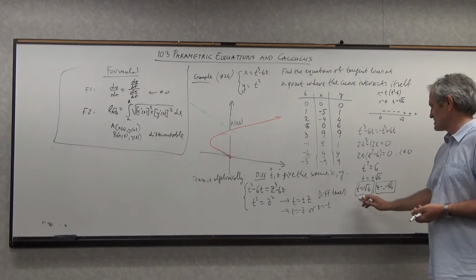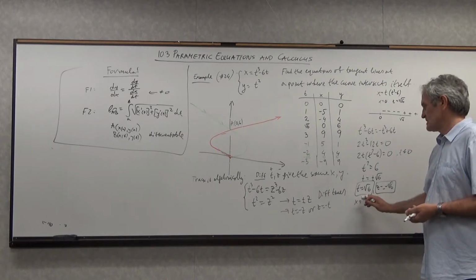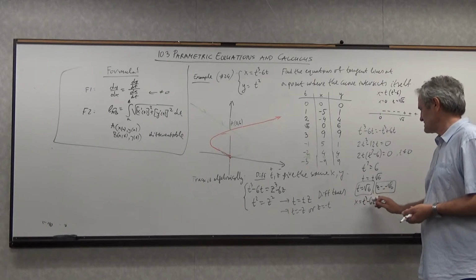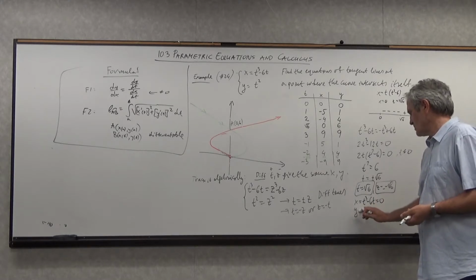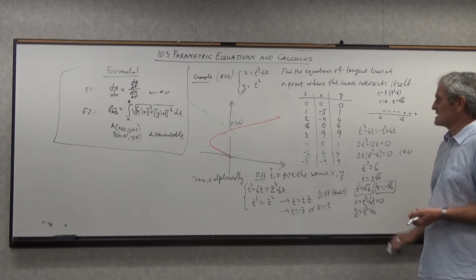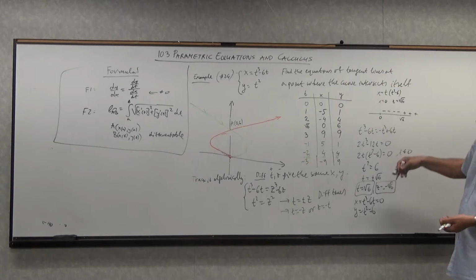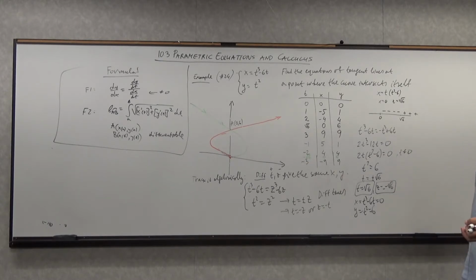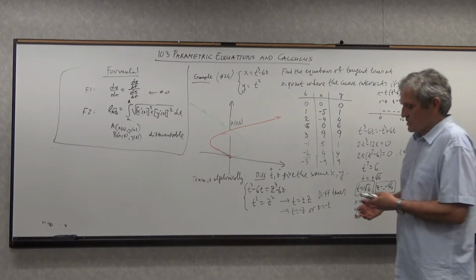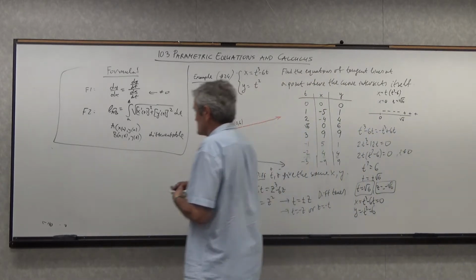So what is the position? X is t cubed minus 6t, which is 0, and y is t squared, which is 6. So here is the algebraic way. We already have that. And that's it. This is the only demanding part of the problem. When we know that, then we just call our formula. So now everything is trivial.